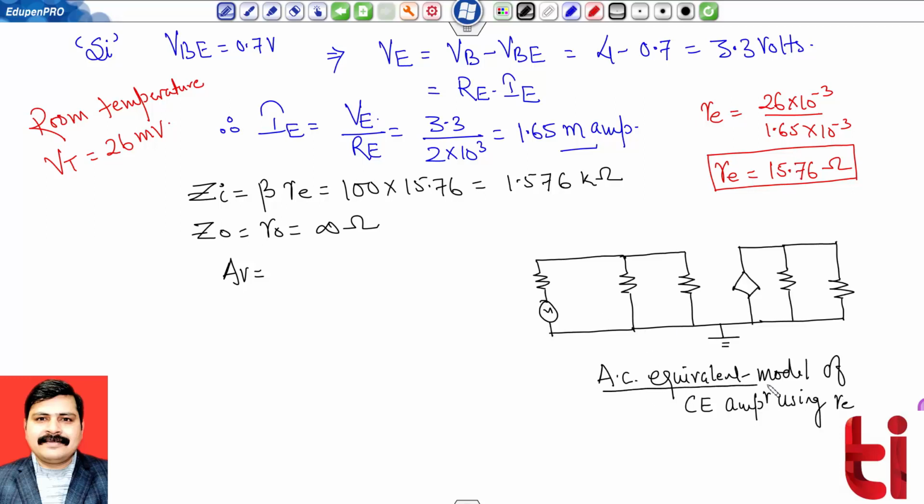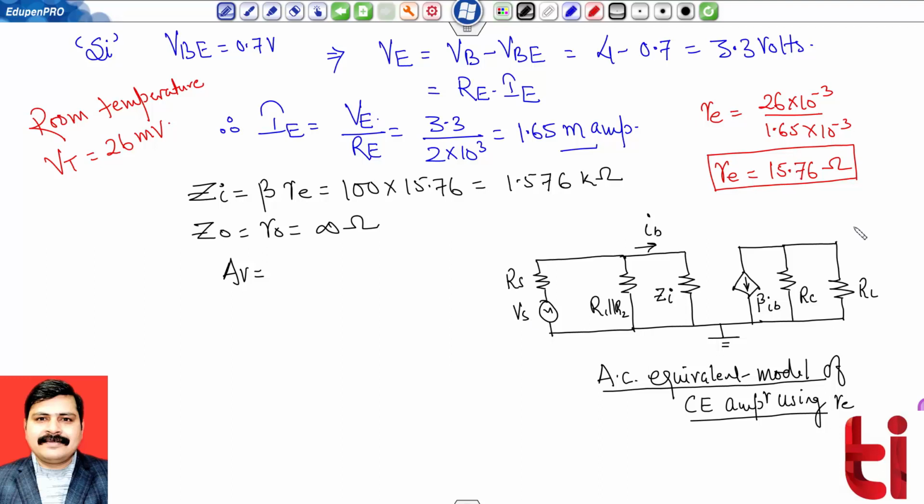So this is my AC equivalent model of common emitter amplifier using RE. This is my source resistance Rs, Vs, R1 parallel R2. This is my Zi, beta times of input current IB, which is flowing across here. And this is my RC. RE is replaced by a short circuit, and this is my load resistance RL.